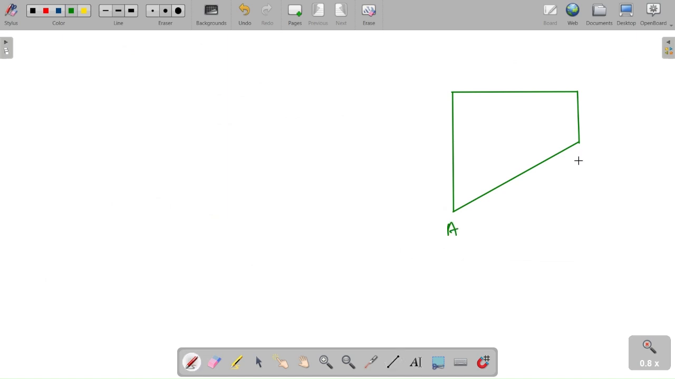Say this is A, this is B, this is C, and this is D. It is given that this is 15 centimeter, this is 8 centimeter, and this is 17 centimeter. Can you find out the area of the trapezium? Let me see who can do this. Can you please repeat the question?